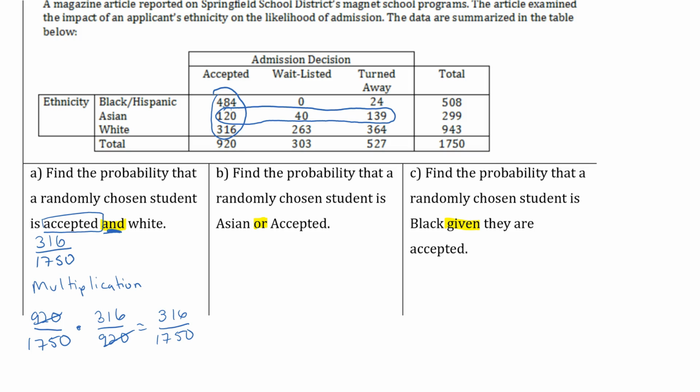So one way we could do this is we could just add the numbers together of all these students in any one of those circles. Because if you're in this circle that I just highlighted, then you are a part of this group of being either Asian or accepted, or possibly both. So I could have done something like 484 plus 120 plus 316 plus 40 plus 139. And there we go. Notice we didn't list 120 twice because we already counted them once. And this would be all out of, again, the 1750. And if we were to add that numerator together, we would get about 1099 out of the 1750.